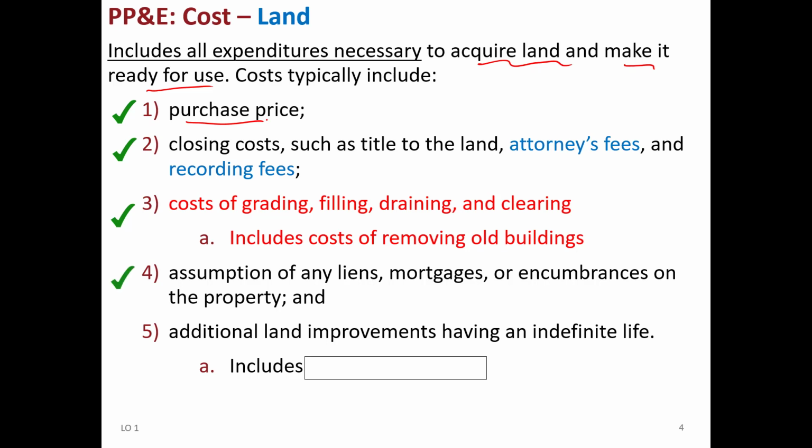Another aspect, assumptions of any liens, mortgages, or encumbrances on the property. So typically whenever you buy a house or buy land, you always check to see that the person who owns the property, there are no outstanding legal liens, i.e. claims of ownership from some third party, because that can get you in trouble a lot of times. But usually in the case where you're buying something, these kinds of things are not part of the purchase price. They're the responsibility of the seller. But if we do assume any of those things, that becomes part of the land cost as well.